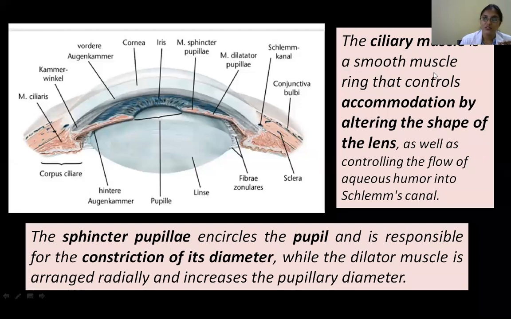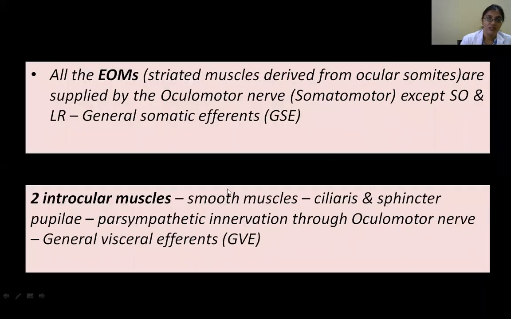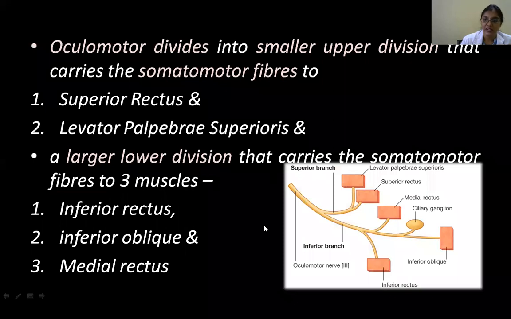The ciliary muscle is a smooth muscle ring that helps in altering the shape of the lens and is important for accommodation. Sphincter pupillae, the name itself tells you its action. This is all you can read, and you can see the branches here. The oculomotor nerve, in the superior orbital fissure, divides into two branches, a superior branch and an inferior branch. The superior branch goes above and supplies the levator palpebrae superioris, the striated part of the LPS, and then the superior rectus. The inferior branch goes and supplies the medial rectus, inferior rectus and inferior oblique. So here you have the ciliary ganglion.